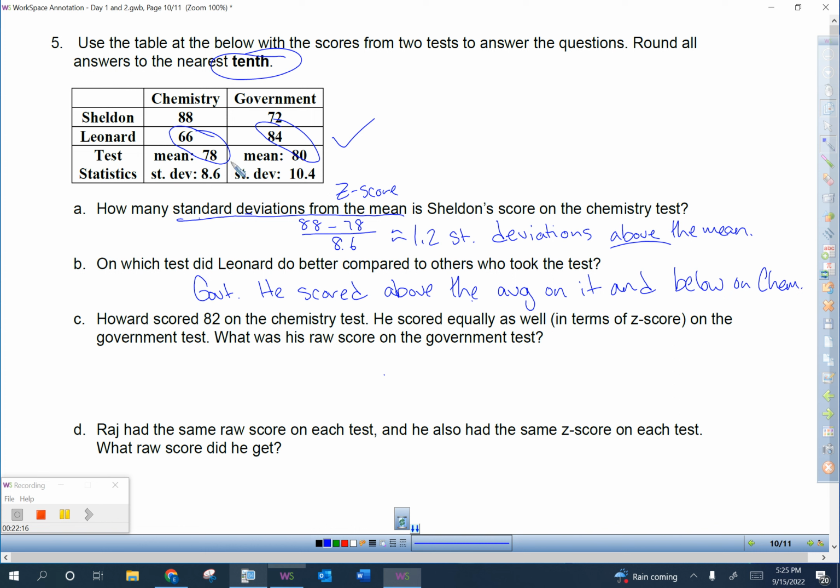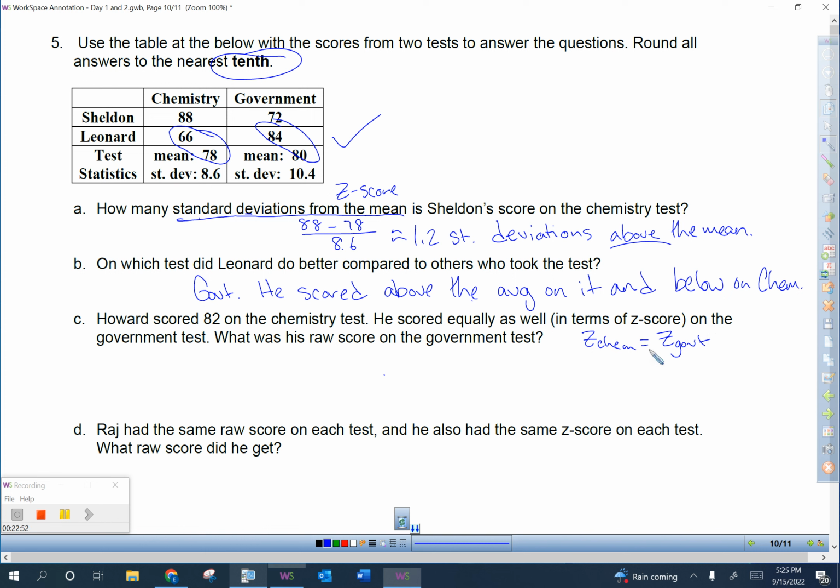But we're going to talk about these ones together because they were a little bit strange. It said Howard scored an 82 on the chemistry test and he did equally well in terms of Z-scores on the government test. This says that the Z-score on the chemistry test is the same thing as the Z-score on the government test. And that's how we're going to set up an equation here.